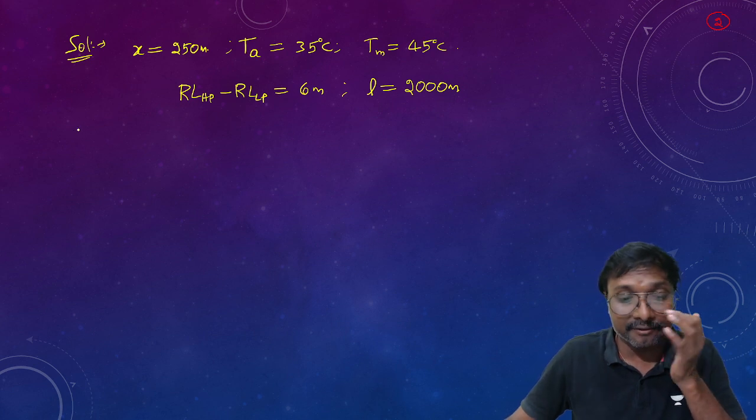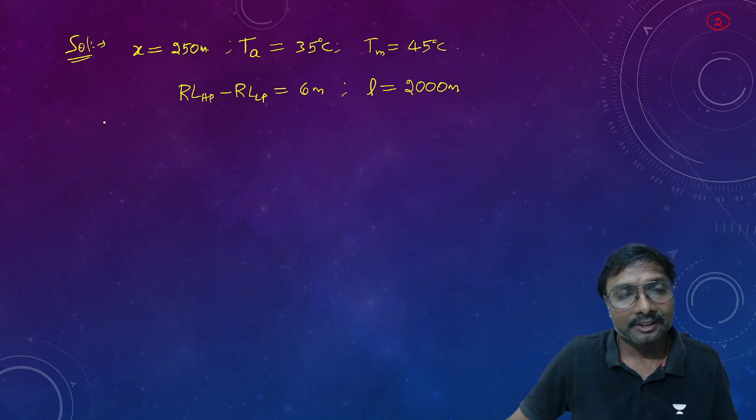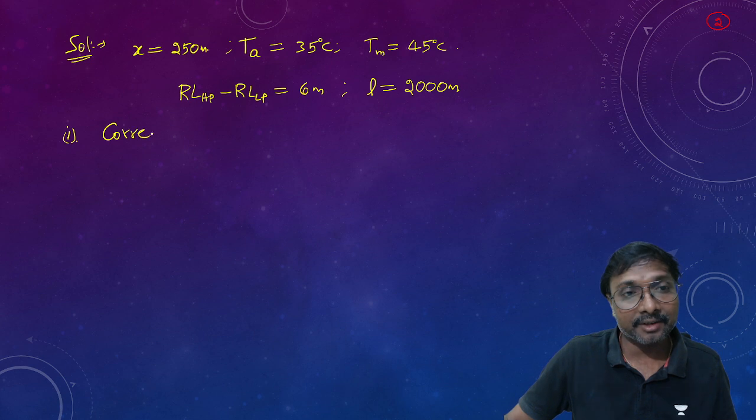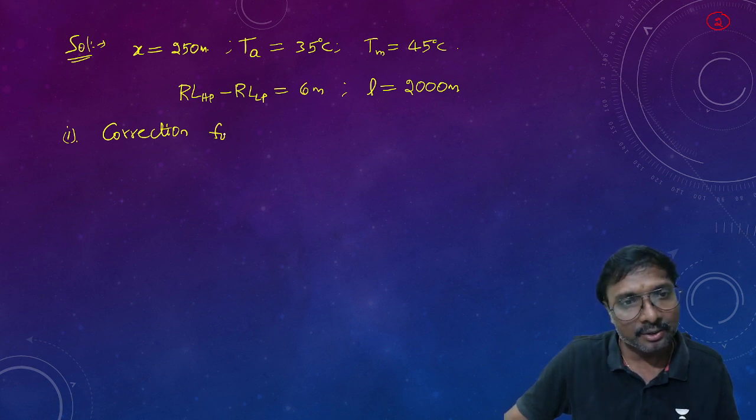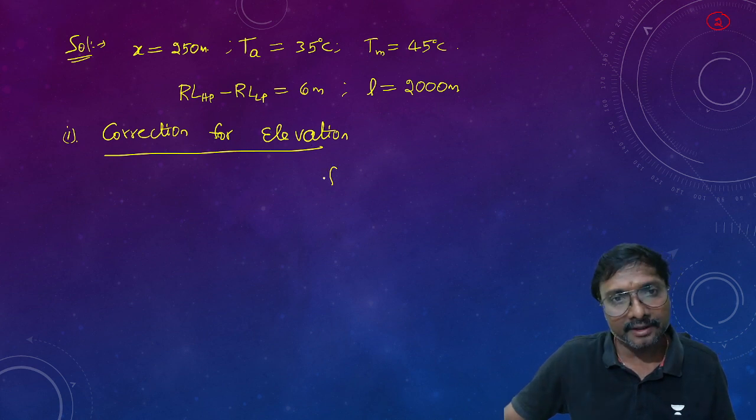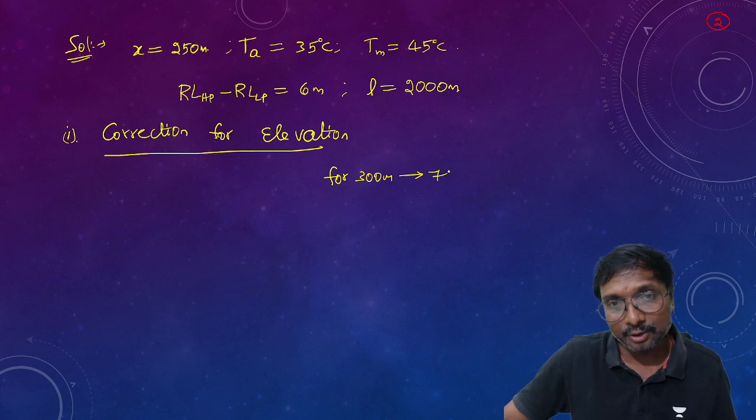So what are the different corrections we'll be having? The first and foremost correction we'll be applying is the correction for elevation. Whenever it is not at mean sea level, we have to apply correction definitely. So what is the correction we can apply? Correction for elevation: generally for 300 meters elevation above mean sea level, the runway length should be increased by 7%. But here in the data, what is given? 250 meters elevation is given.